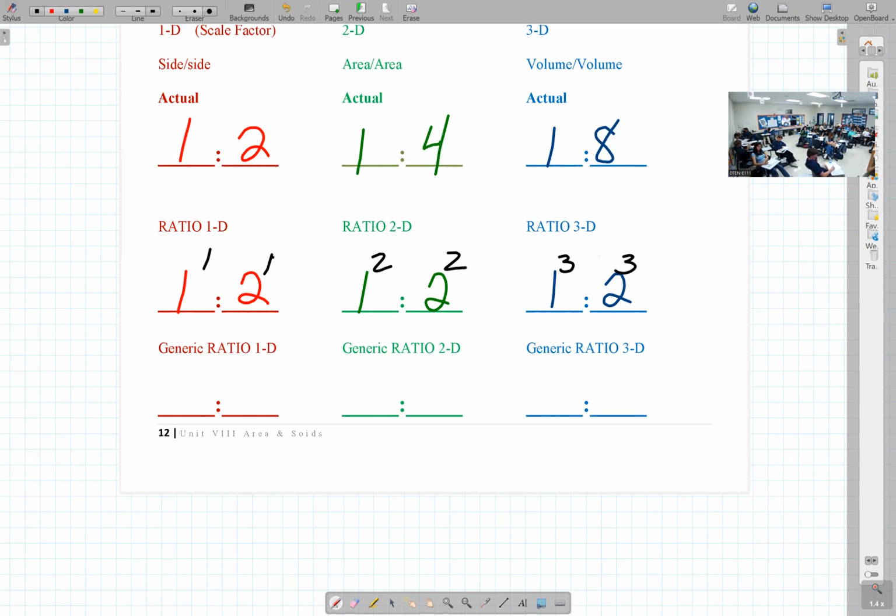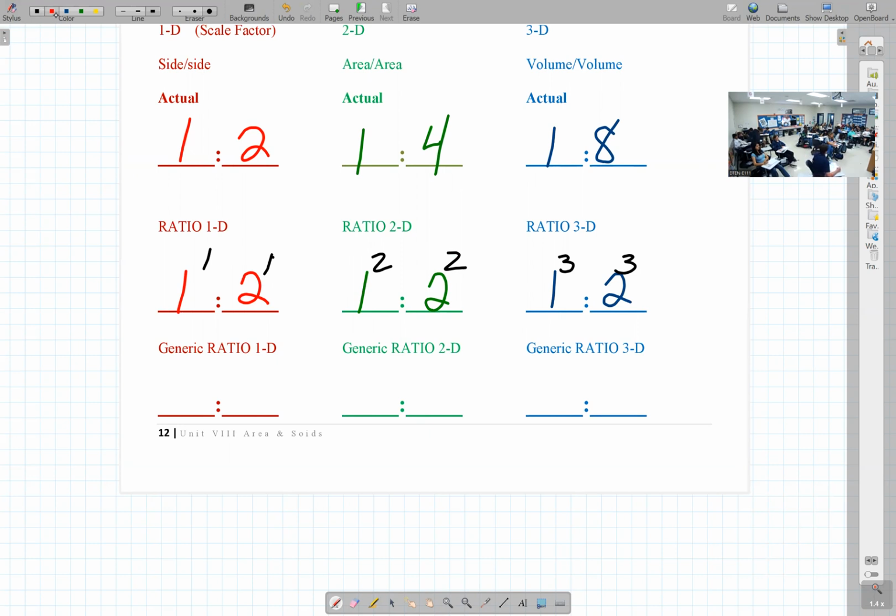When you change dimensions, it changes the ratio, specifically the x-component. So you start with your 1-dimensional ratio. It's in the first dimension. Second dimension, you square it. Third dimension, you cube it. When you change dimensions, you change ratios.